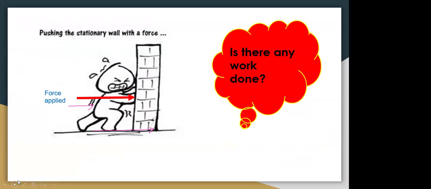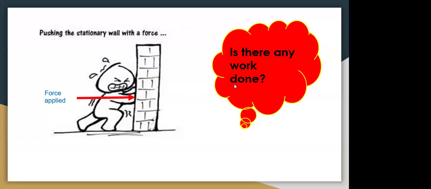Now we have another scenario. You let us know whether there is work being done or there is no work being done. So you raise up your hand and then you let us know. Okay, yes, Elisa. There's no work done because although the man is using force, the wall isn't moving. Wow, perfect. Gwenville. There's no work being done because the wall isn't moving.